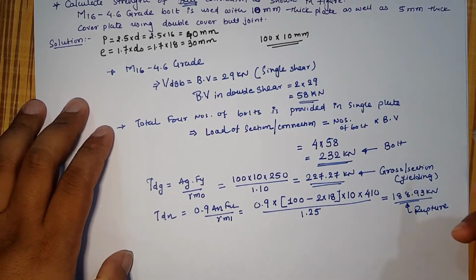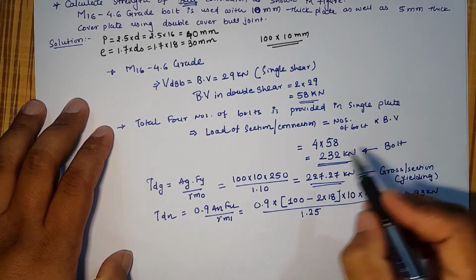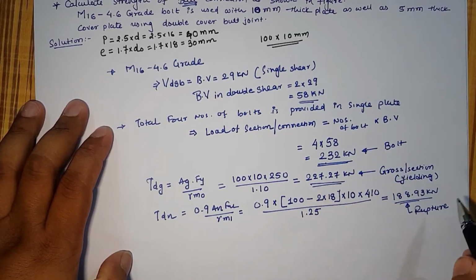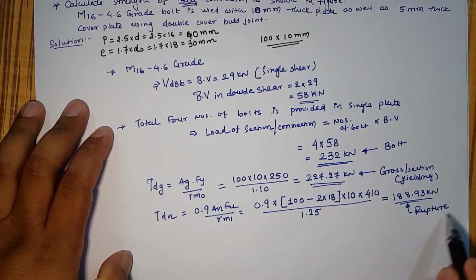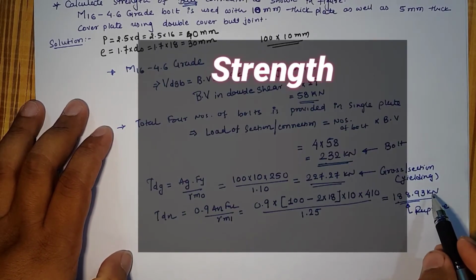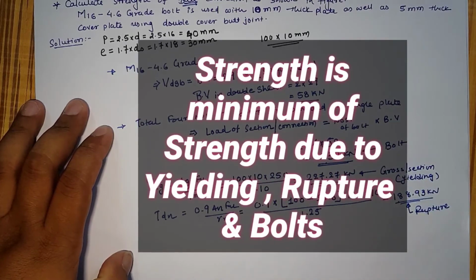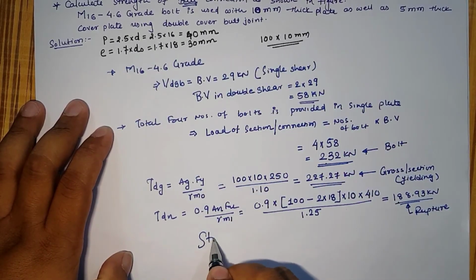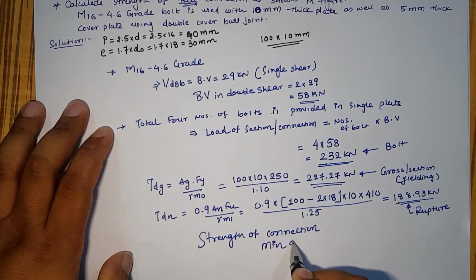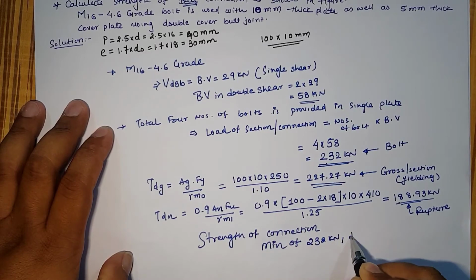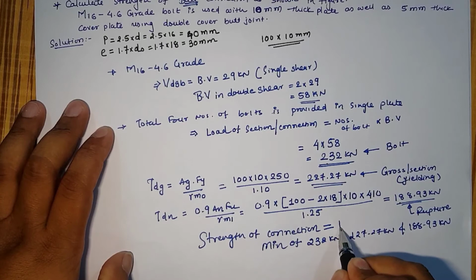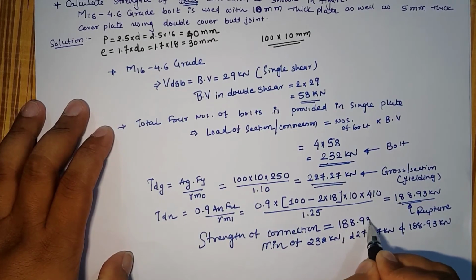So we can say that for using the numbers of bolt, the strength is 232. By using the yielding strength, it is 227.27, and for using the rupture equation, it is 188.93. Now generally strength is the minimum of all these value. It means that our strength of connection is 188.93 kilonewton.